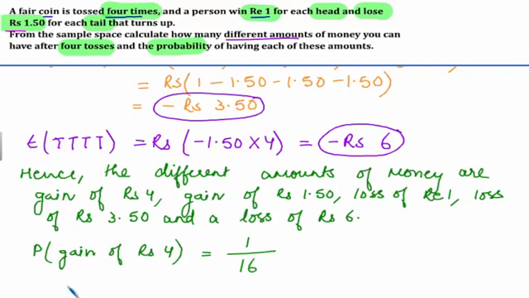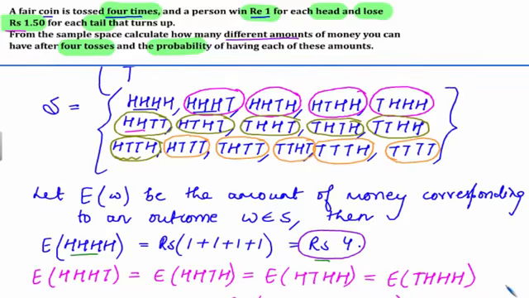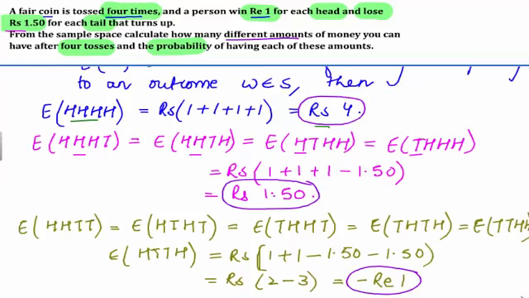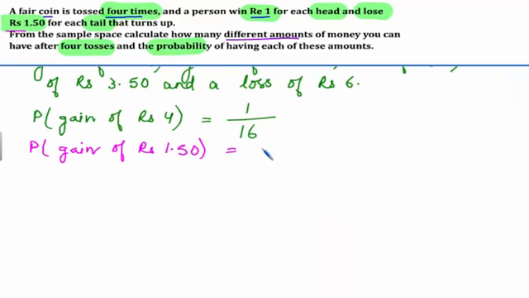Now let us find the probability for the gain of rupees 1.50. Now the gain of rupees 1.50 is from the 4 outcomes of the sample space. Therefore the total number of favorable outcomes for the gain of rupees 1.50 is 4, and the total number of possible outcomes are 16. So in this case the probability is 1 by 4.